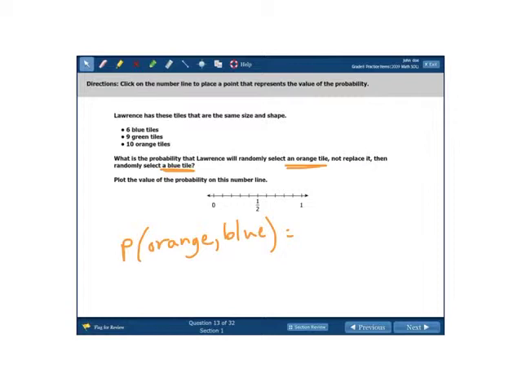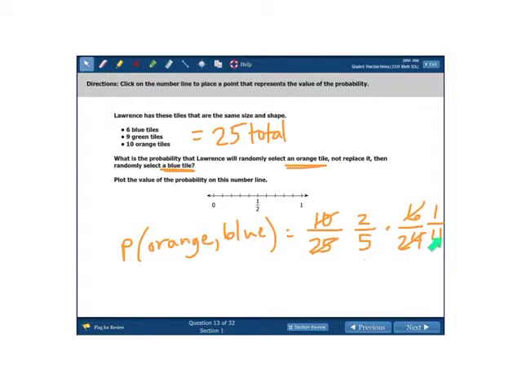So probability of, first of all, what's the total? 6 and 9 is 15, and 10 is 25 total. So the probability of an orange is 10 out of 25. But I'm going to simplify that by dividing them both by 5, getting 2/5. Now the probability of getting a blue, there are no longer 25 tiles, there are 24. And there are 6 blue tiles. And 6 over 24, well, that's 1/4. So I'm going to simplify that there. And then I also notice 2 and 4 have a common factor of 2. So I'm going to divide both of them by 2. 1 across the top and a 10 across the bottom. 1/10. 1/10 is my answer.